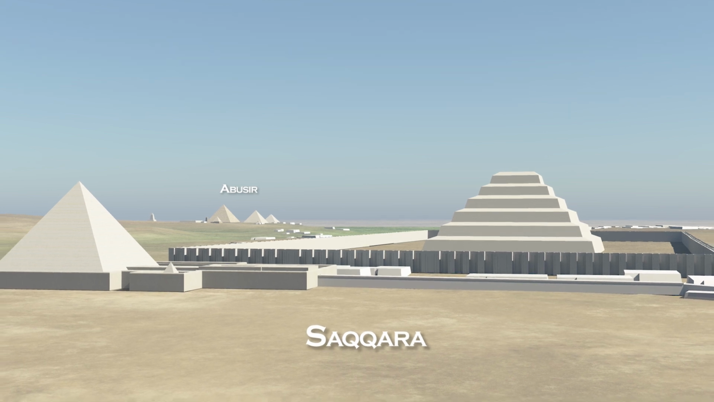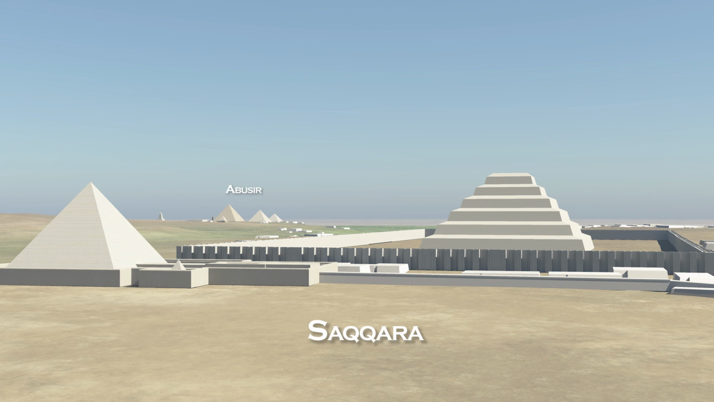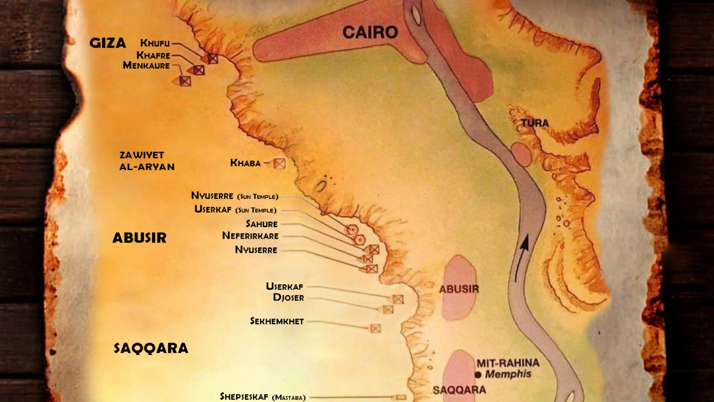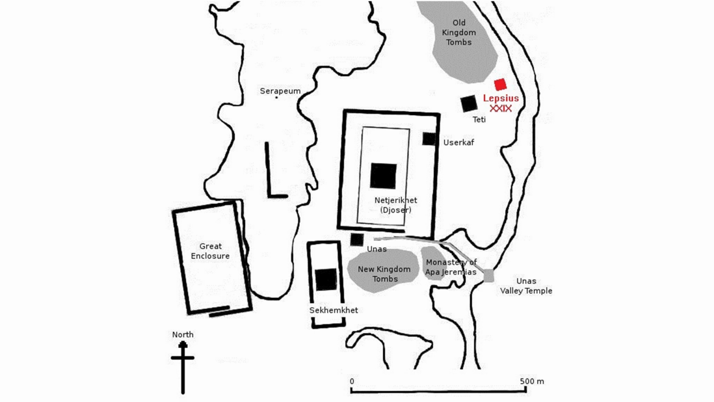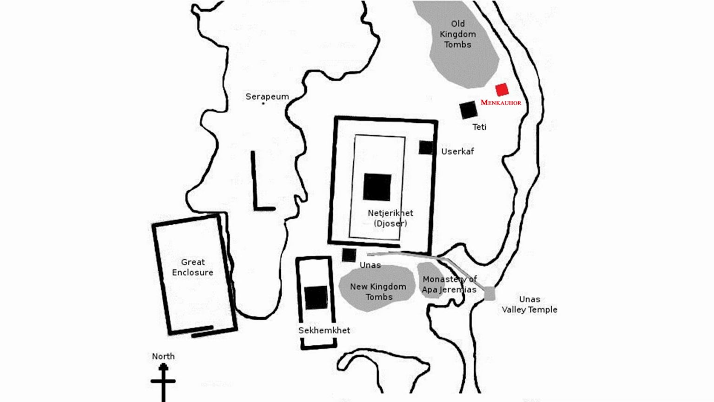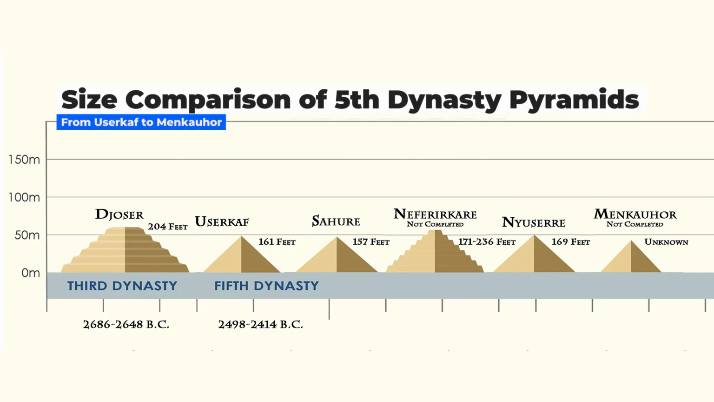Menkauhor built a pyramid in North Saqqara, thereby abandoning the royal necropolis of Abusir, where kings of the 5th dynasty had been buried since the reign of Sahure some 80 years earlier. The reason for this choice may be that the Abusir plateau had become overcrowded by the beginning of Menkauhor's reign.